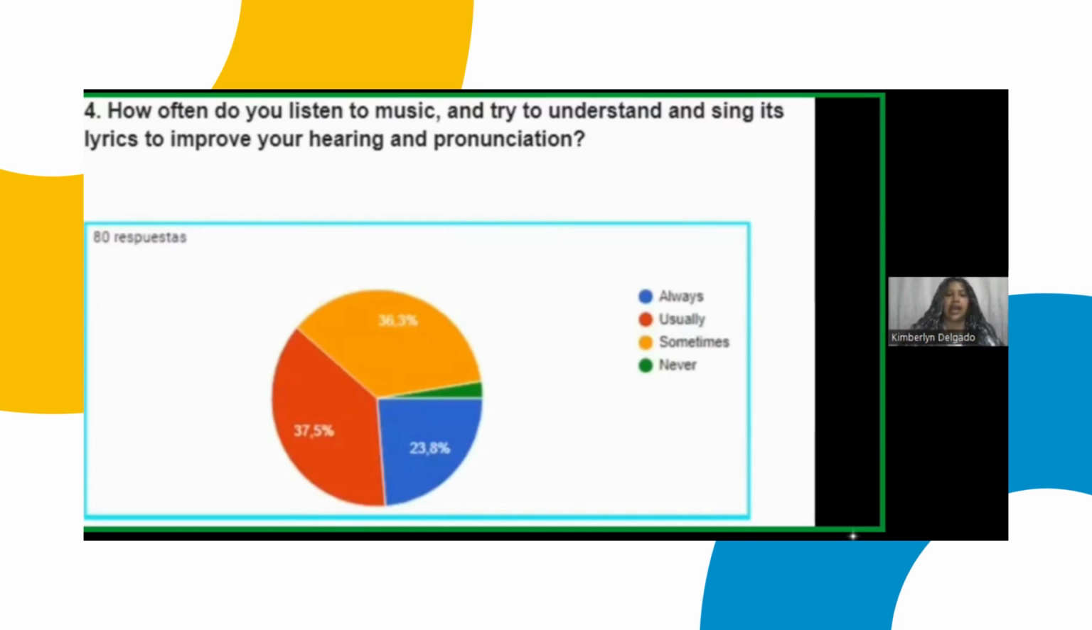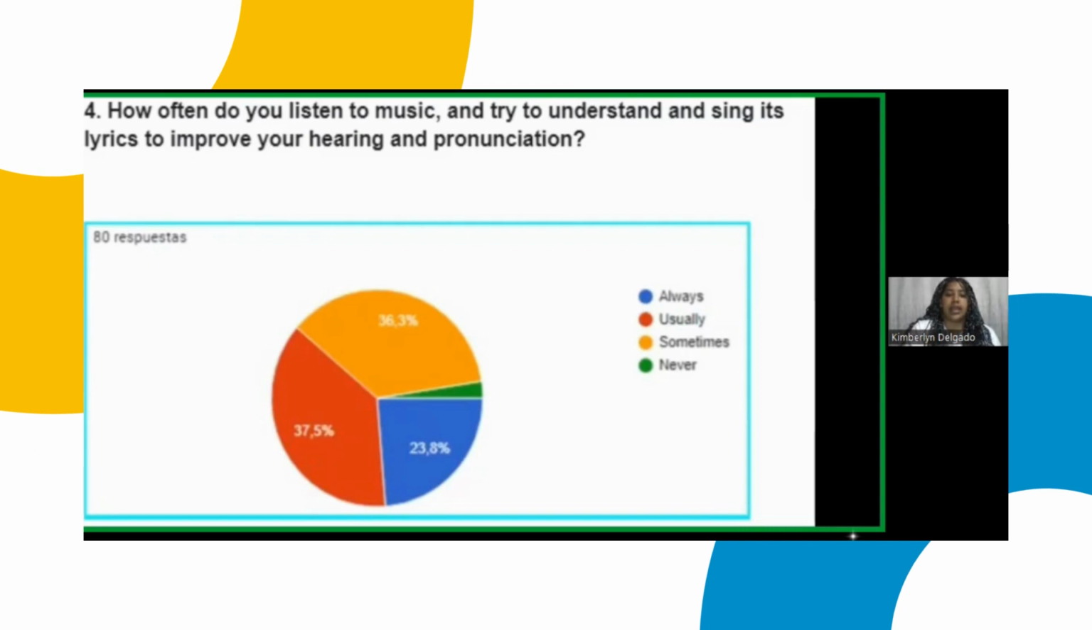More than half of the participants listen to music in English and try to sing along with the lyrics to understand the music, improve their listening and learning in a fun and interactive way by doing something they enjoy. The fifth question is, how often do you feedback your English at home?